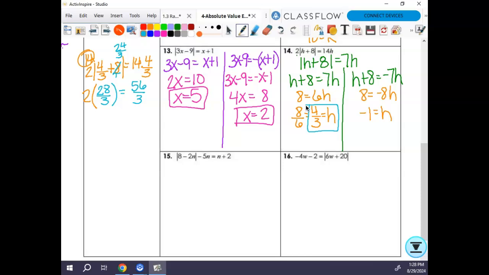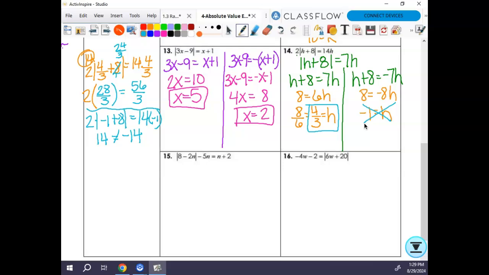Okay, so then I'm going to take that -1, and I'm going to substitute it in. So I have 2 times the absolute value of -1 plus 8 equals 14 times -1. Well, this is going to be 7 times 2, which is 14. -1 times 14 is -14. Those are not equal, so this is an extraneous solution. Okay?